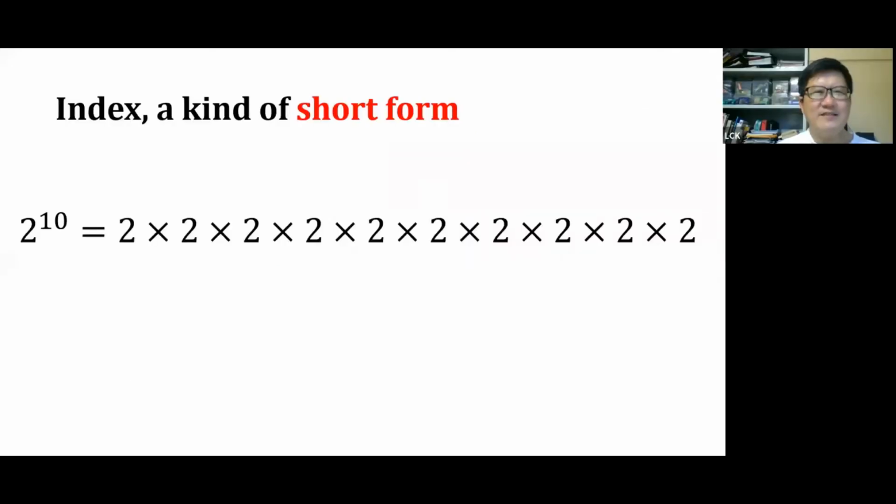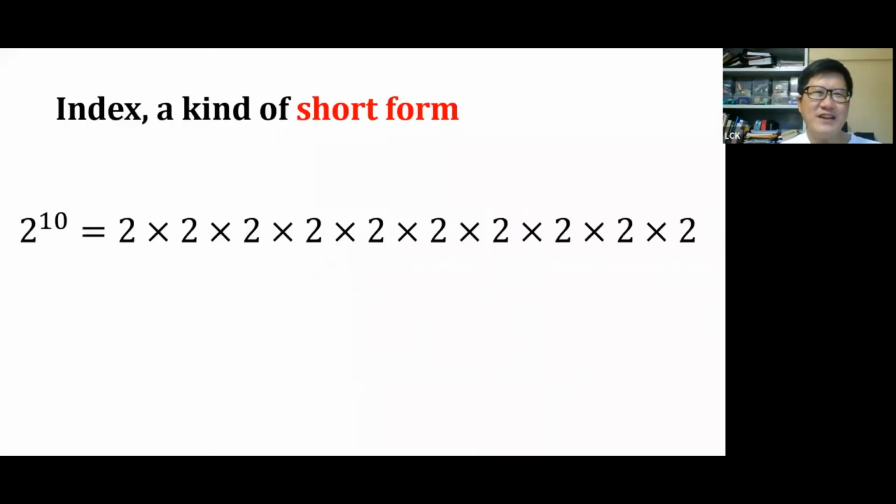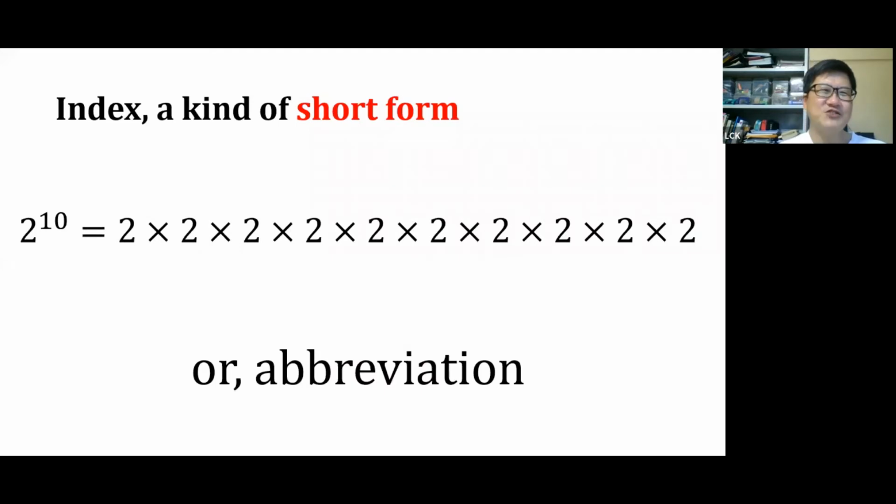Okay, now what is index then? So you know indices is really the plural of index. So what is index? Now, index is kind of a short form. Every time you see this word index, think of short form. And you know what kind of short form? So for example, you have 2 times 2 times 2 times 2 times 2 times 2 times 2 times 2 times 2 times 2. Now, instead of writing like this, you write it in this form, 2 to the power of 10. So you can see that this index here, to the power of 10, is kind of like a short form. Or if you don't like the term short form, if you find it too casual, you can call it sort of an abbreviation. So an index is a kind of an abbreviation.